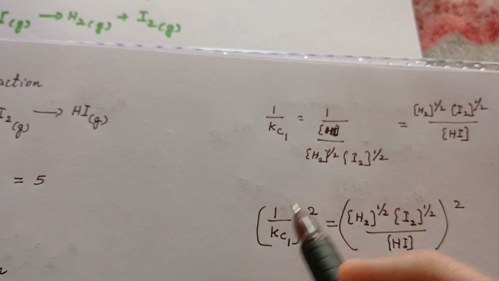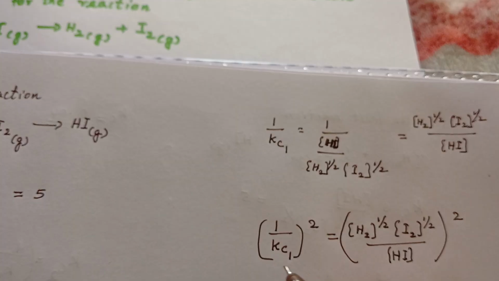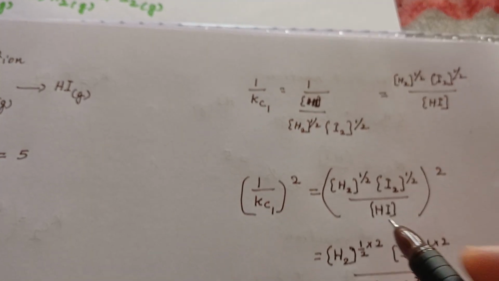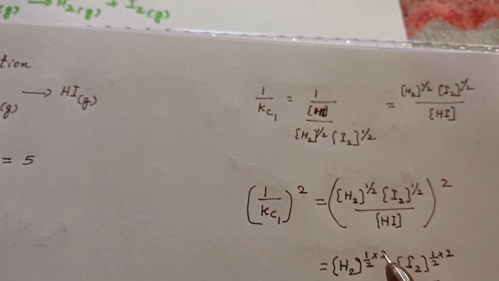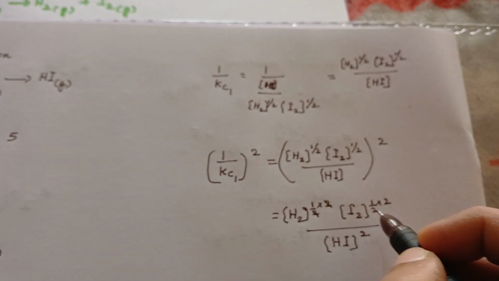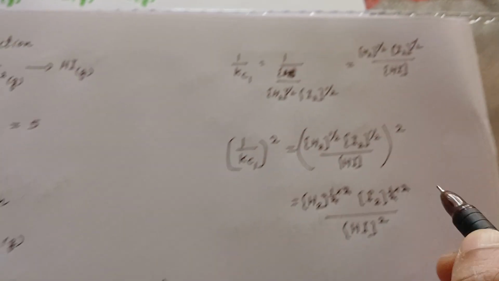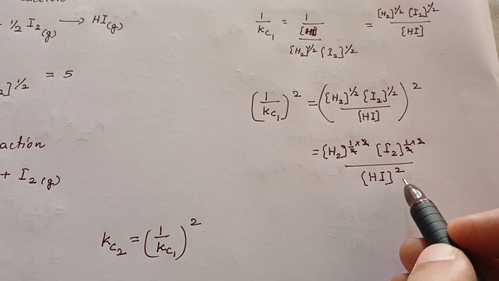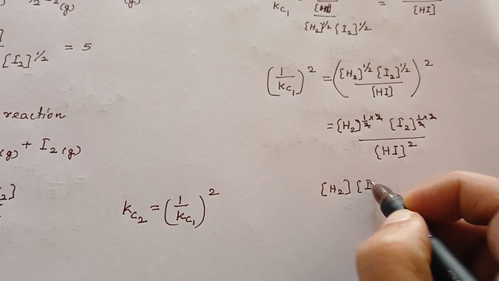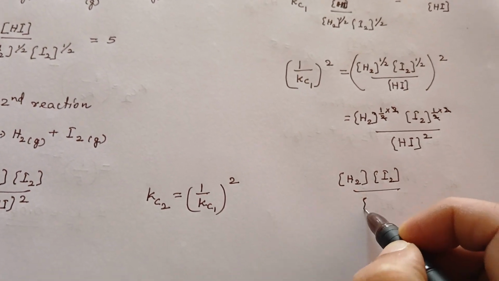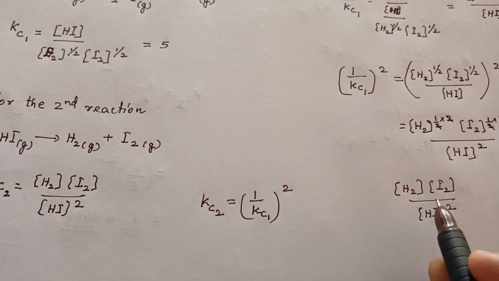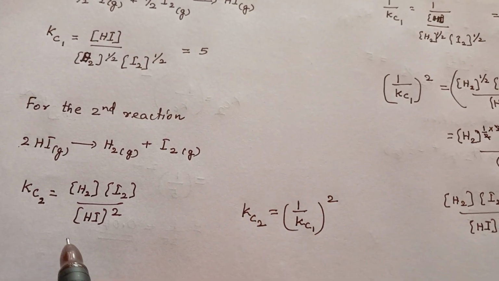HI. What about 1 by Kc1 the whole raised to 2? This whole raised to 2. So it will be like this, H2 raised to 1 by 2 into 2. So we can cancel these. H2 raised to 1 it will be. I2 also similarly, I2 raised to 1 and HI raised to 1 by 2 into 2. So that will be concentration of H2 into concentration of I2 divided by concentration of HI the whole raised to 2. This is the same as Kc2.